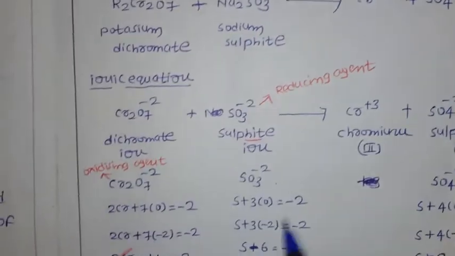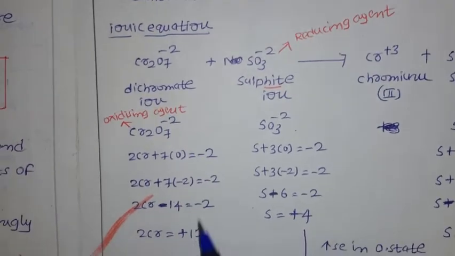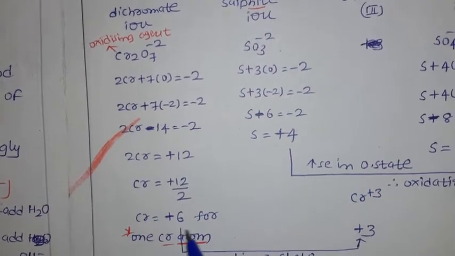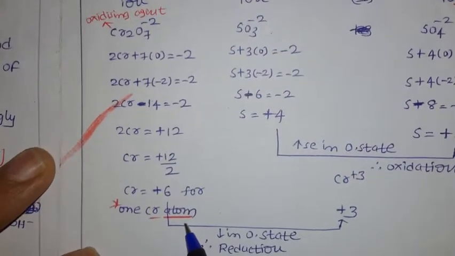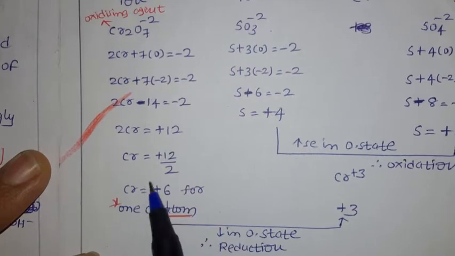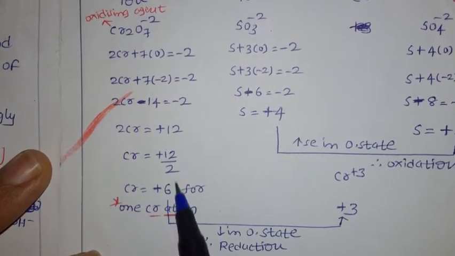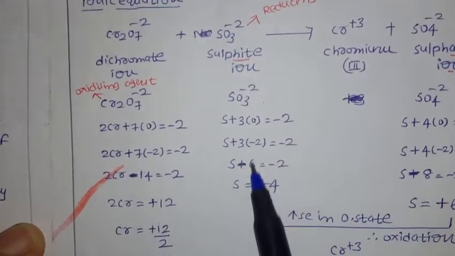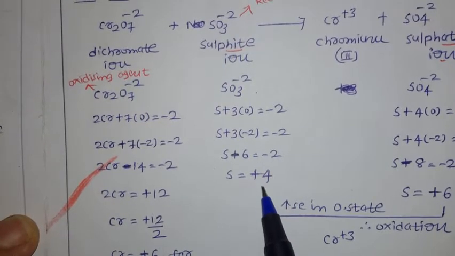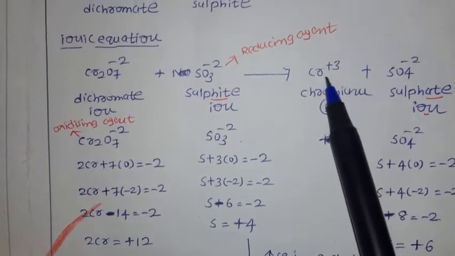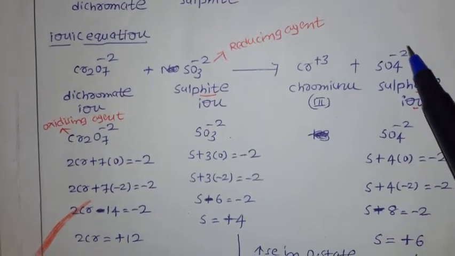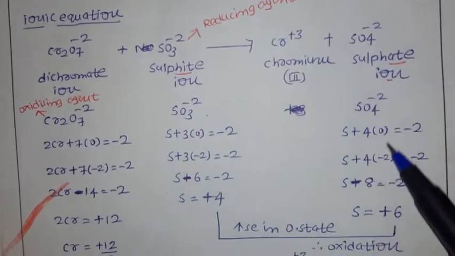First you have to calculate the oxidation number. Already we discussed the rules. Here the chromium oxidation state is +6. This is for 1 chromium atom. Always we calculate the oxidation number per atom. For 2 chromium atoms it is 12, but finally for 1 chromium atom the oxidation state is +6. Now in the sulfite ion, what is the sulfur oxidation state? If you go for the calculation, we get +4. Next, for a monoatomic ion, oxidation number equals the charge, so here we have +3. Next, in the case of sulfate ion, the oxidation number of sulfur is +6.